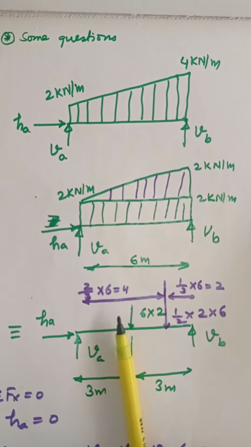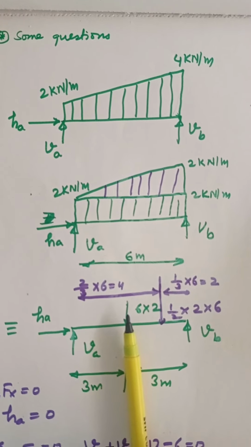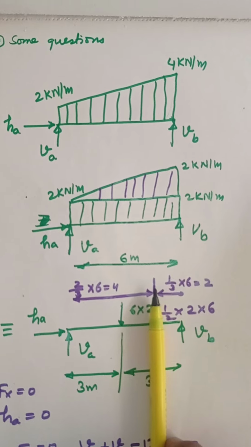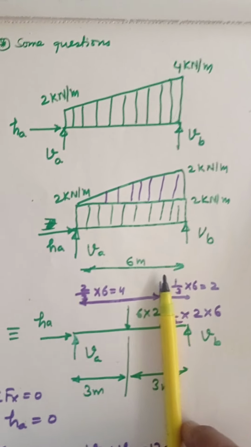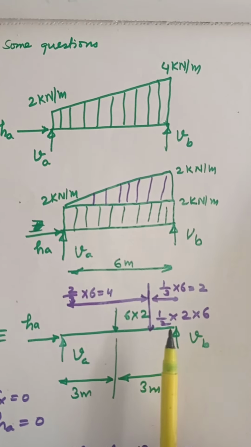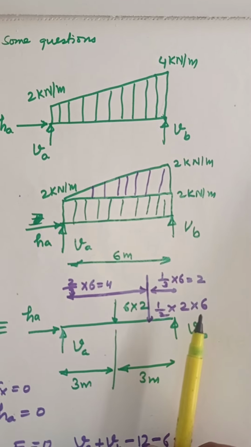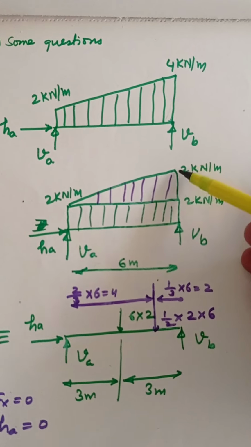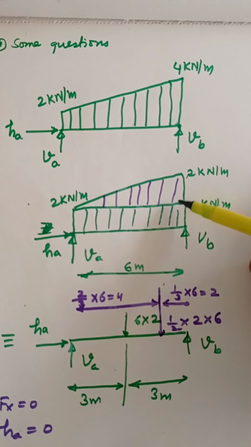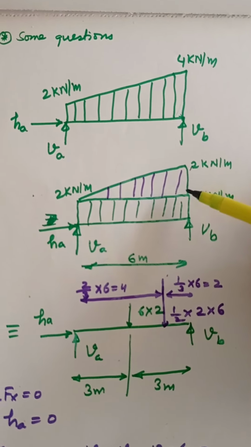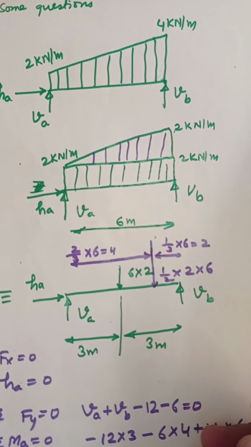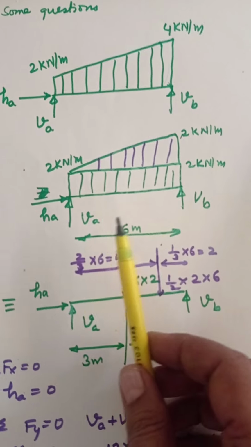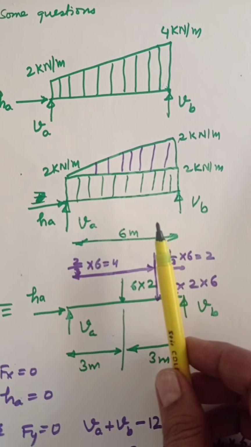So we convert this into two forces. One force for the UDL, that is 6 multiplied by 2, acting at the center, that is the center of 6 meter. Second is the UVL, which we convert into the force 1 upon 2, 2 multiplied by 6. Be careful, it is 2. It is the difference that we are taking from here to here. We are not taking 4, we are taking 2. So 2 multiplied by 6 acts 2 by 3 of 6 from point A, and 1 by 3 from point B.